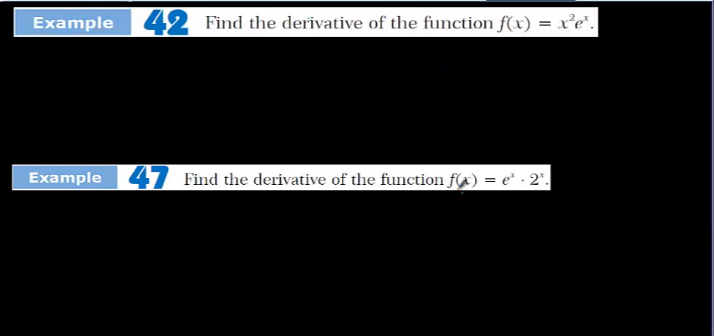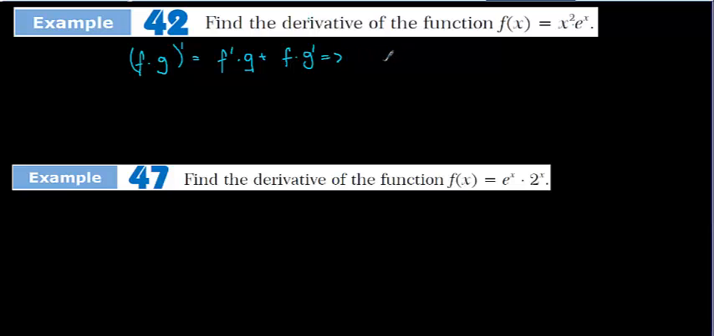Okay, the next question. Here, these questions are not difficult, only we have to remember there are two types of functions here, a polynomial function and the exponential function. The operation between them is multiplication, so you are multiplying two different functions like f times g. F times g derivative, we have to remember, is equal to f derivative times g plus f times g derivative.